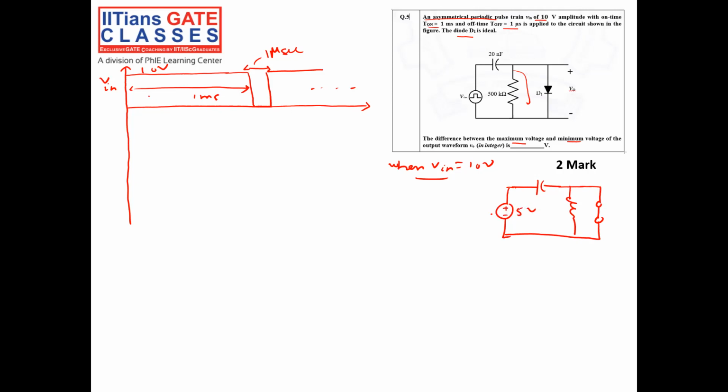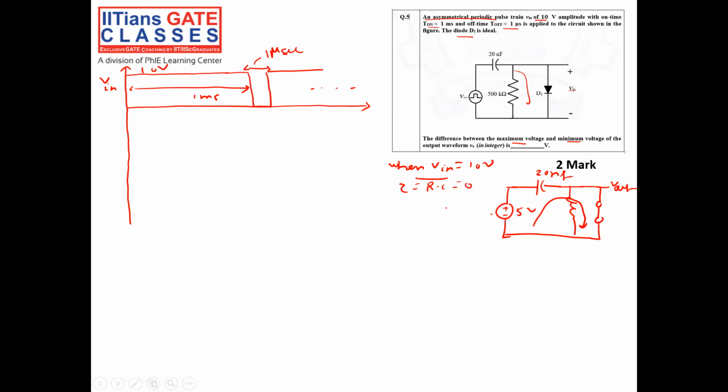Input goes from 0 to 5 volt at this point. The diode will behave like a short circuit, so the capacitor will charge through this path. The capacitor is 20 nF, so the time constant tau is equal to R into C, which is 0 into C because it is a short circuit. My time constant is 0.